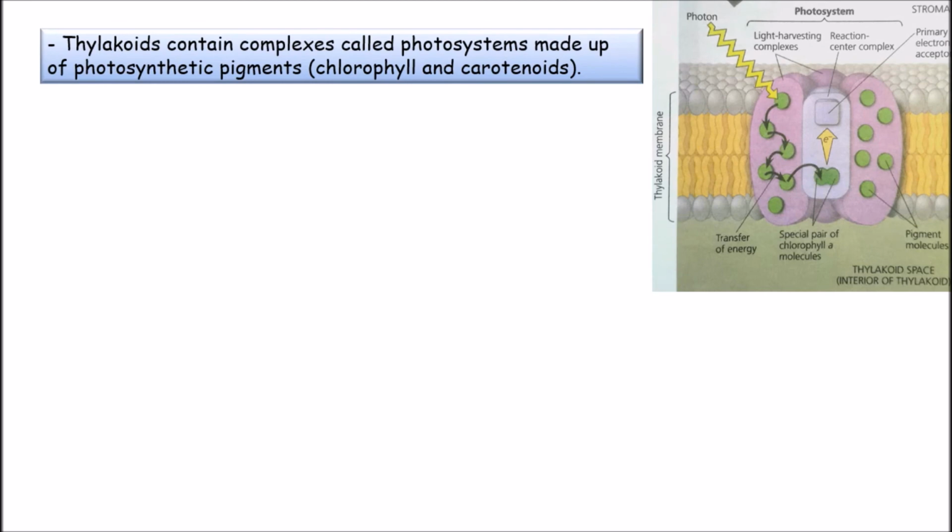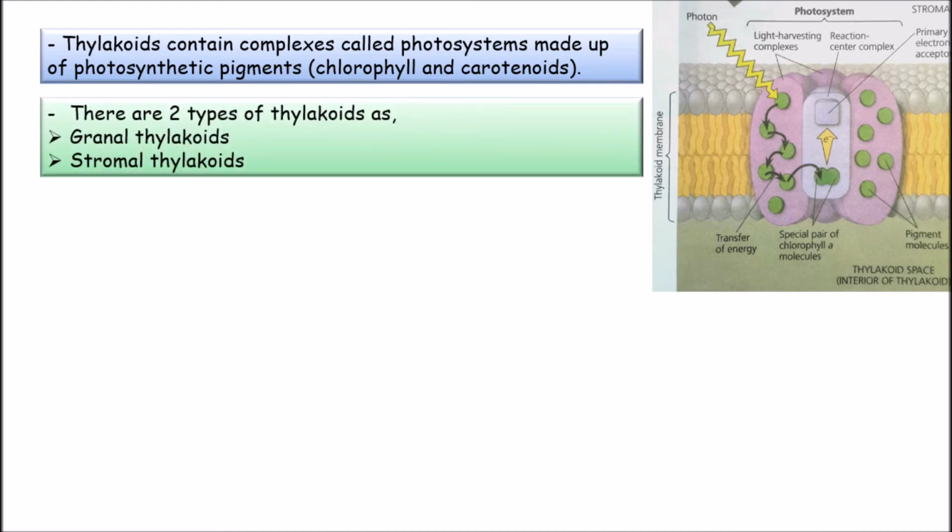Thylakoids stacked in grana contain complexes called photosystems, which are made up of photosynthetic pigments such as chlorophyll and carotenoids. Those pigments are able to absorb and transfer light energy. There are two types of thylakoids: granal thylakoids and stromal thylakoids. Granal thylakoids are stacked in grana, while the stromal thylakoids are found in the stroma.